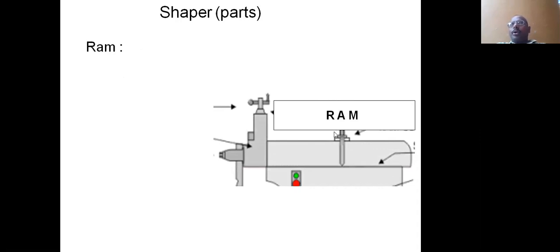RAM is a component on the top surface of this particular element. Don't get confused. For your understanding only, the RAM is represented within a box, but this particular part is called the RAM. So what is the function of the RAM? The function of the RAM is to slide over the column.